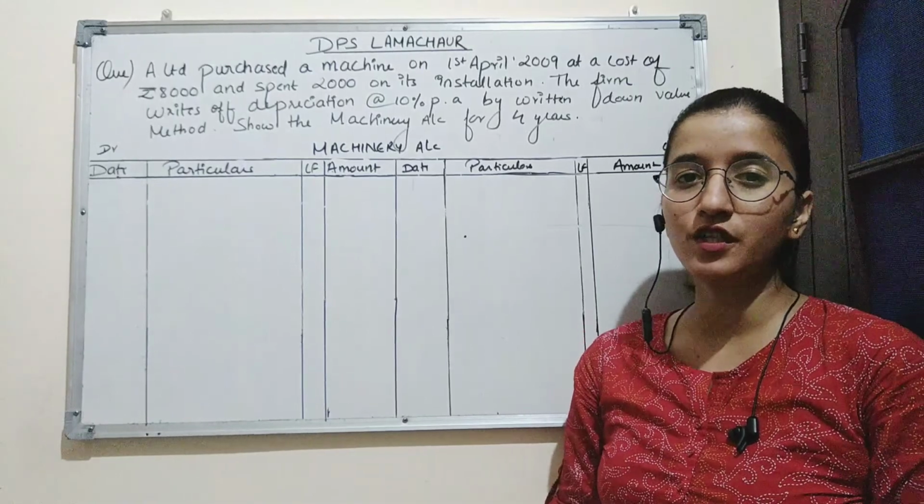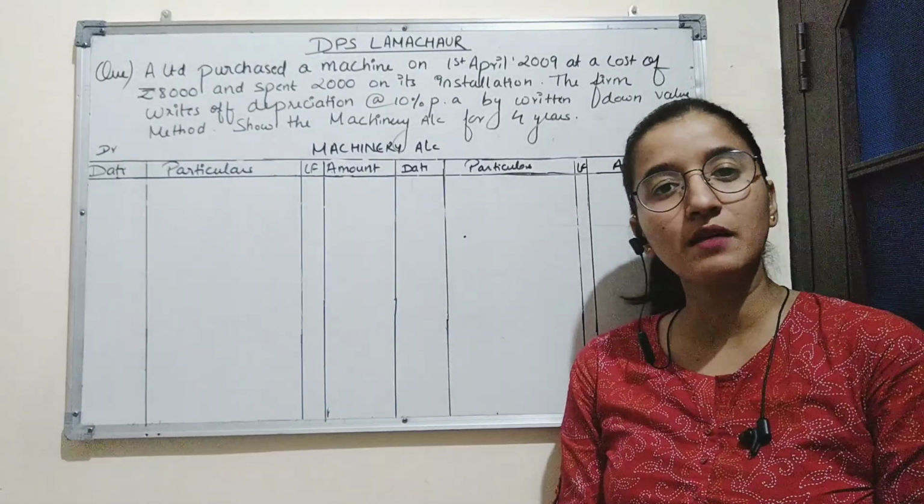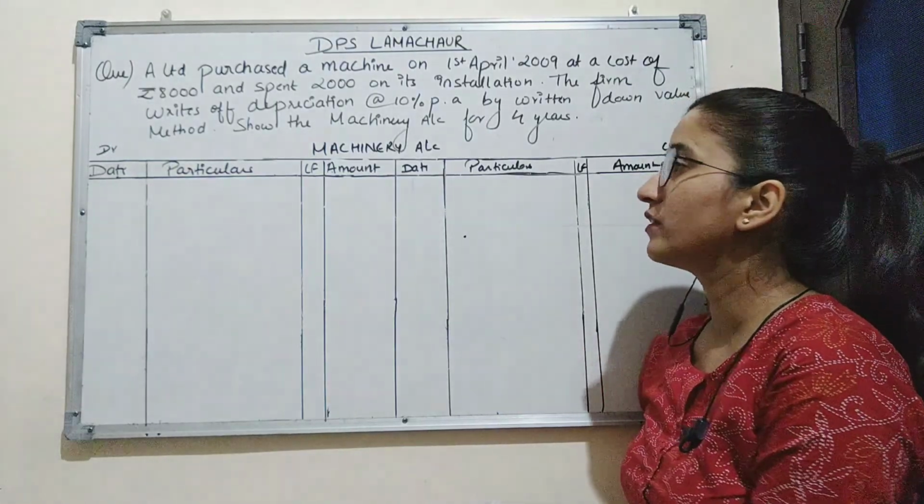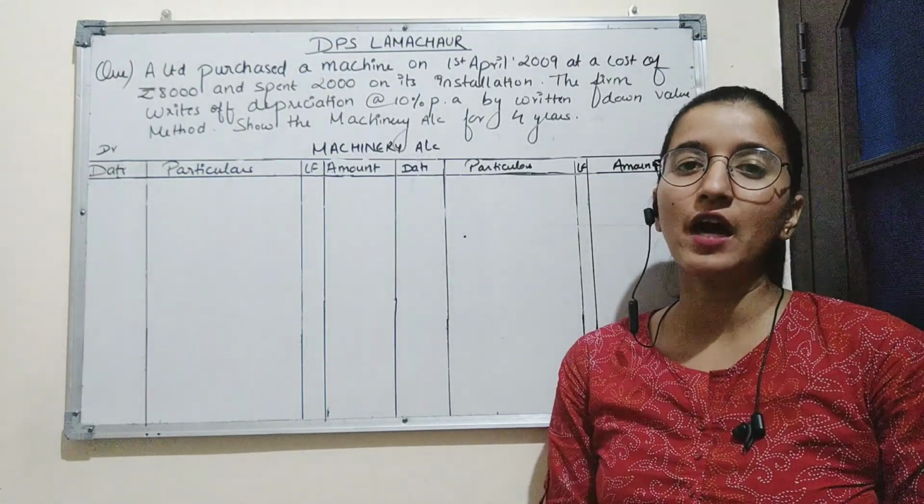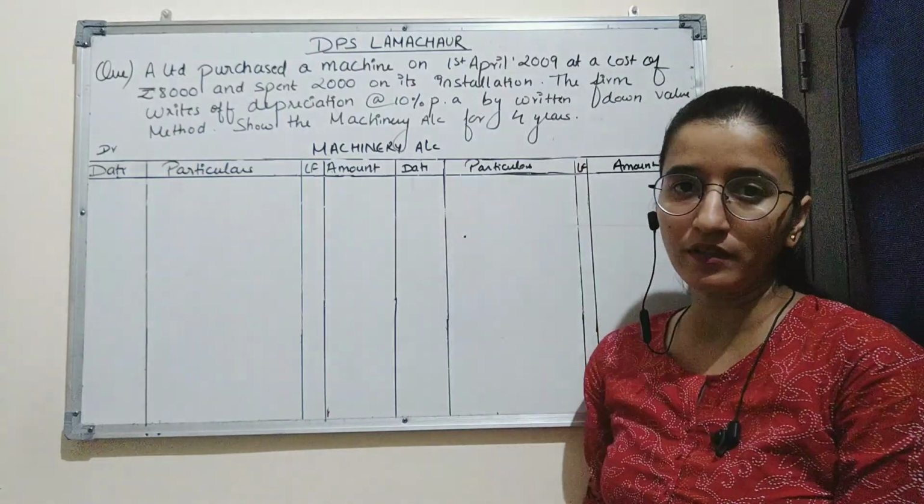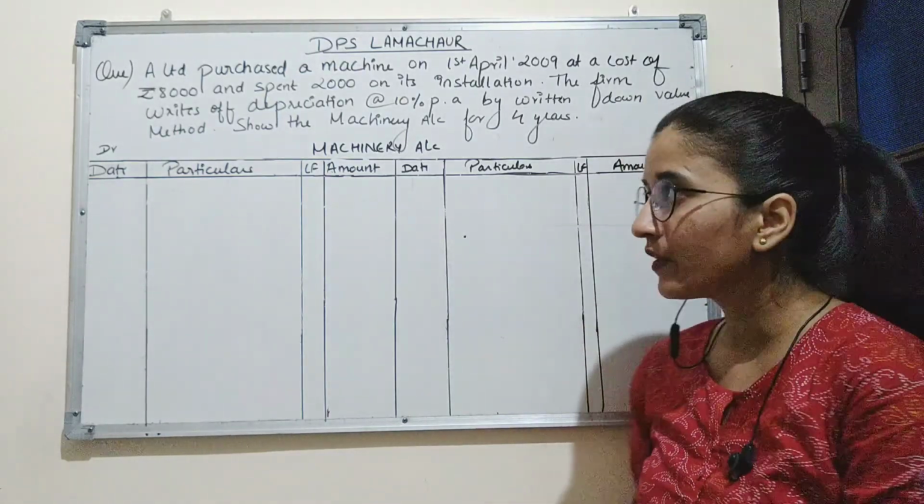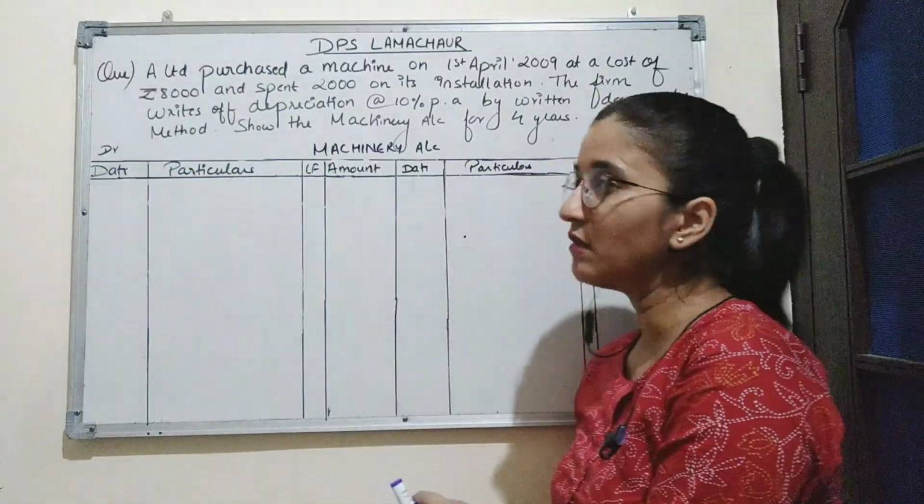Today in this session, we'll be discussing the second method for calculating depreciation, which is the written down value method. In the previous session, we learned about the first method, the original cost method, or we can call it the straight line method. Now here is the question based on the second method.